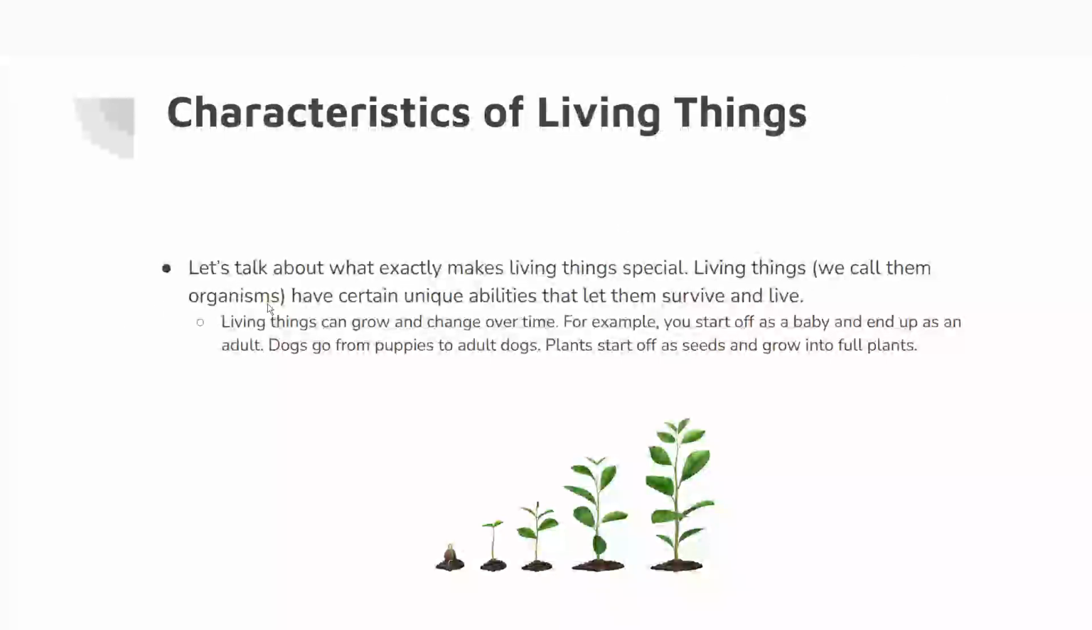So remember that, guys. Organisms have certain unique abilities that let them survive and live. So I'll go over the abilities. There's like 6 or 7. So first of all, they can grow and change over time. So, you obviously start off as a baby and then you grow into a full adult. Same thing with dogs. They go from puppies to adults. And plants, which start off as seeds and grow into full plants. So here's just like a little graphic of a seed turning into a little plant.